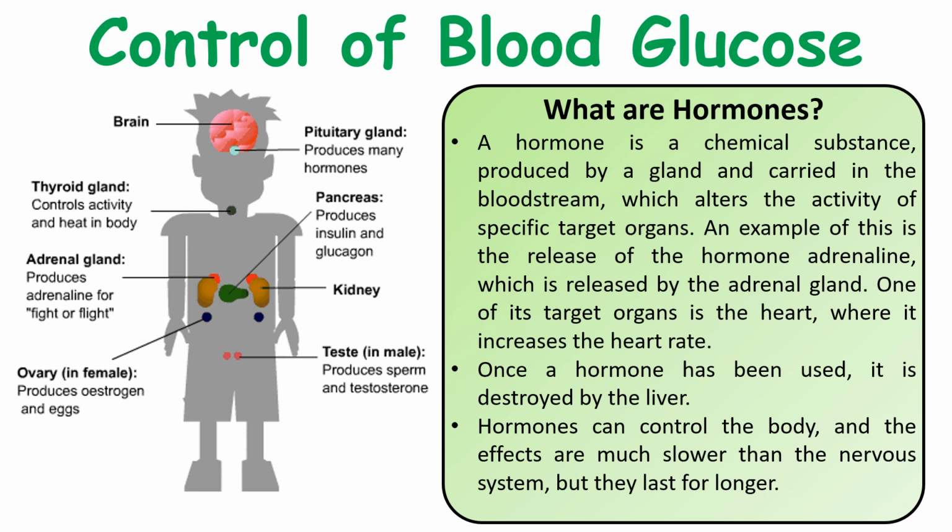So some examples of different hormones. For instance, ADH, so antidiuretic hormone, is made in the pituitary gland and affects the kidneys. Insulin and glucagon that are involved in control of body glucose are both made in the pancreas and will have an effect on the liver.